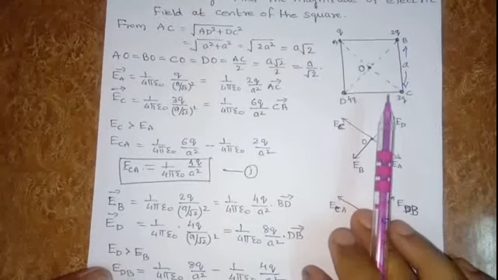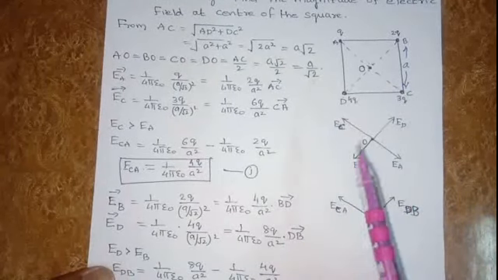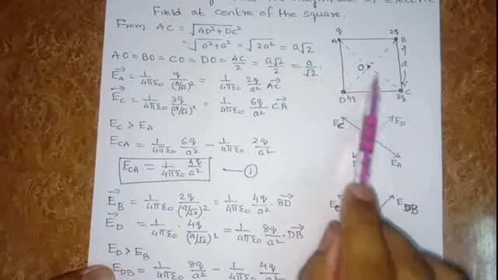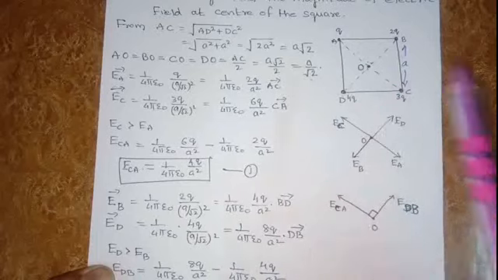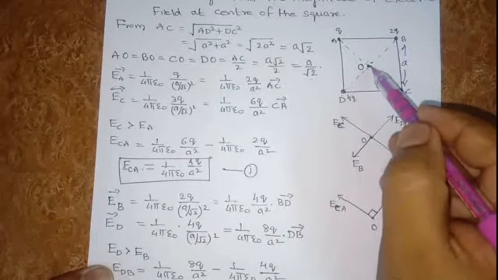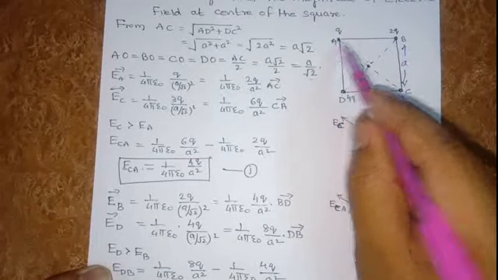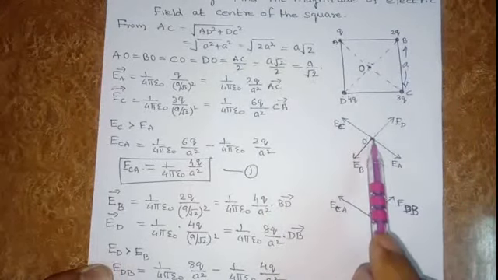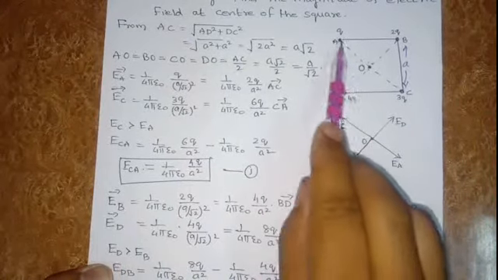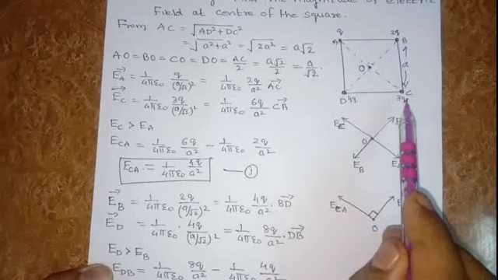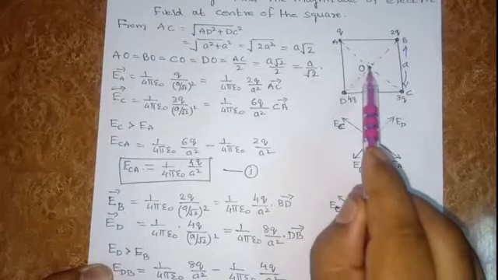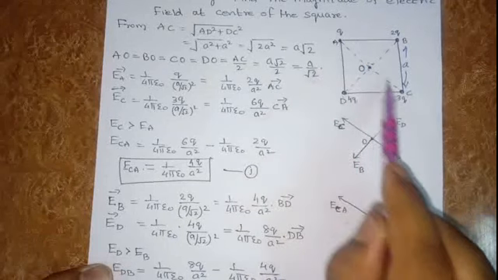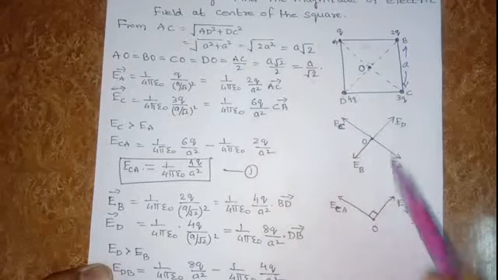Now I have to find out the electric field due to different charges. Let us first consider this particular side AC. So listen carefully. The charge Q at A exerts an electric field here, and the direction of that electric field will be towards AC. Similarly, charge 3Q at C exerts an electric field here, and the direction of the electric field will be towards CA.